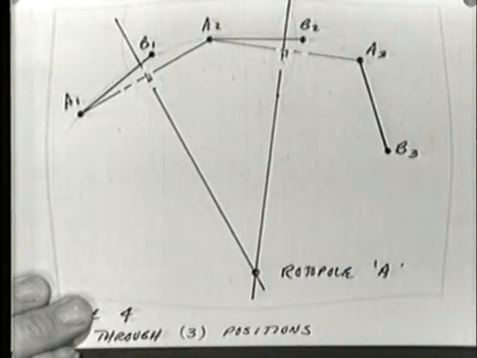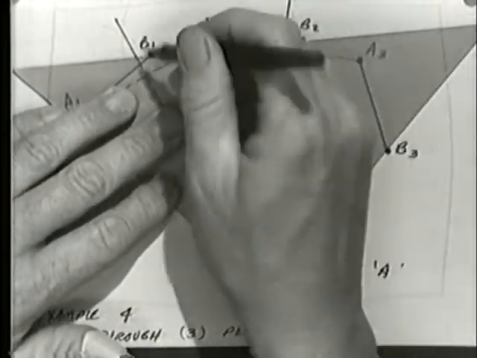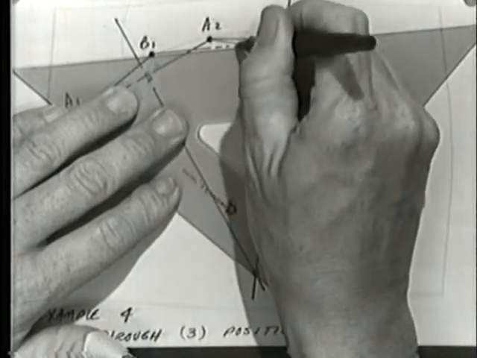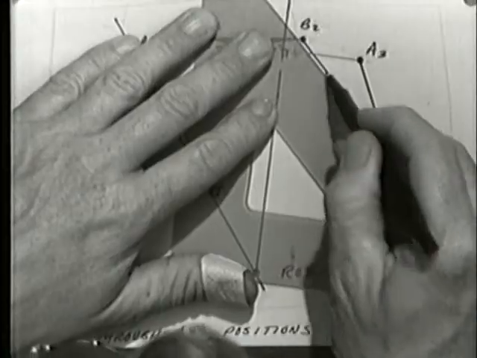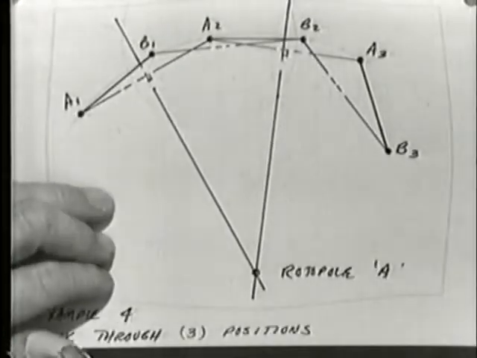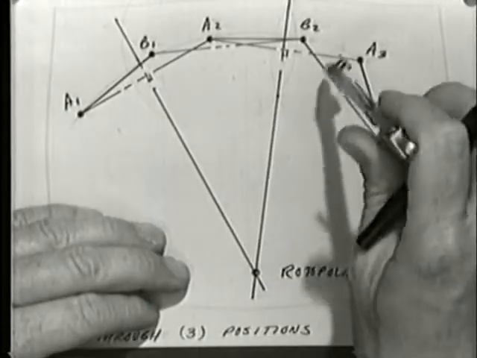Okay, do the same thing for B. I'm going to have a displacement track from B1 to B2, and another one from B2 to B3, and I've got to do the perpendicular bisector of each of those.